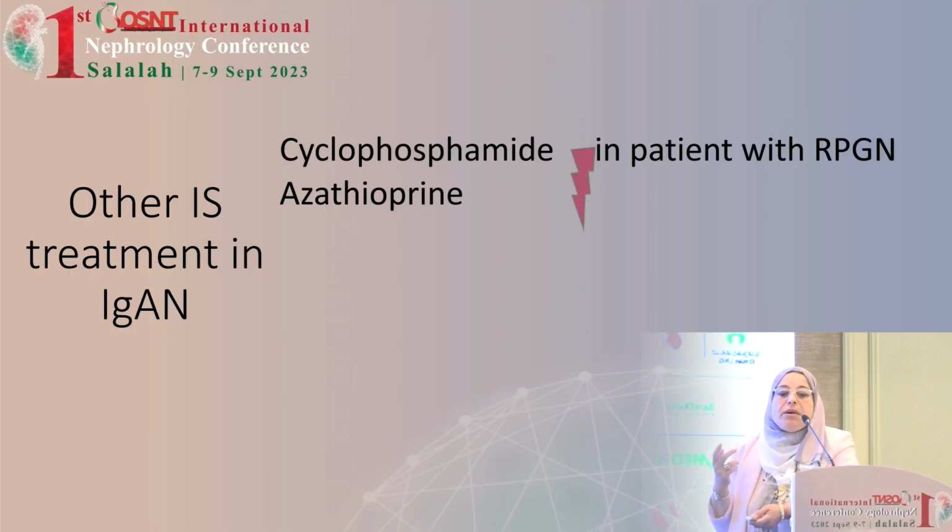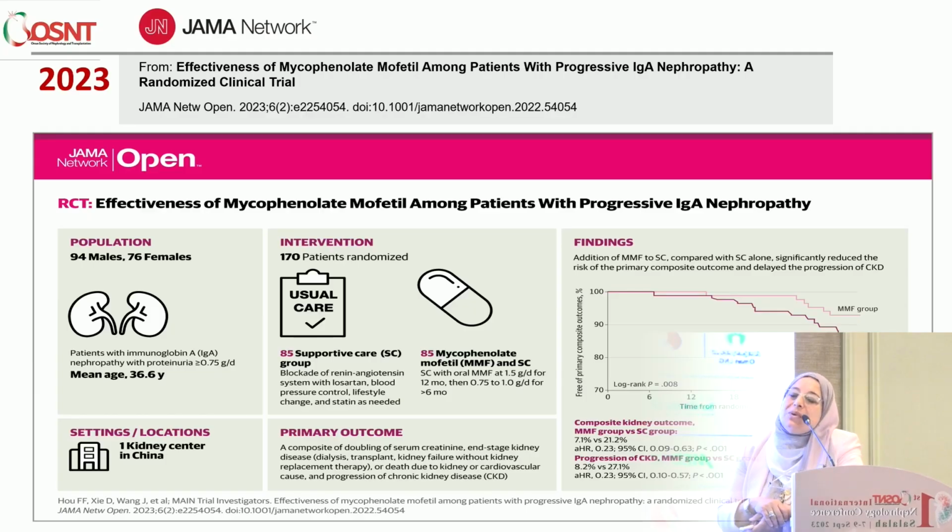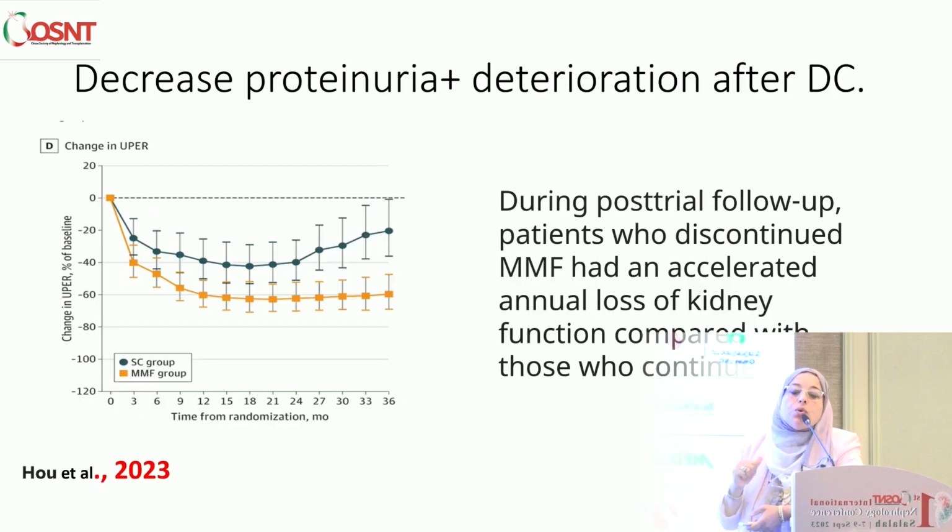What is the alternative for this? We have a problem. We have cyclophosphamide and azathioprine, but they are limited to patients with rapidly progressive glomerulonephritis due to IgA. Rituximab failed to show a response in IgA nephropathy, but it has a role in IgA nephropathy with vasculitis. We have other drugs like MMF and CNI. In 2023 there was a study of 170 patients allocated to either placebo, which is supportive care, or MMF, and they found these patients had lower progression to end-stage renal disease, which is significant, and also lower proteinuria. In the post-trial follow-up, patients who chose to discontinue the MMF had accelerated loss of kidney function.